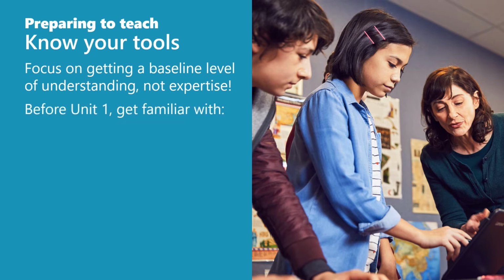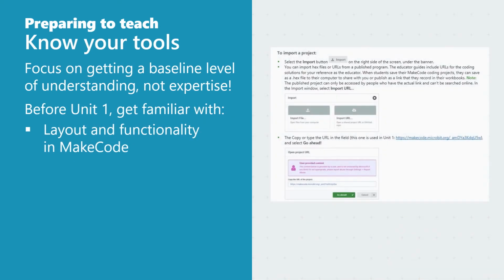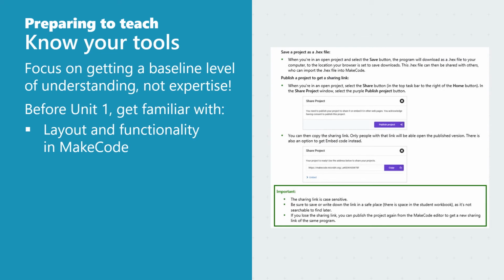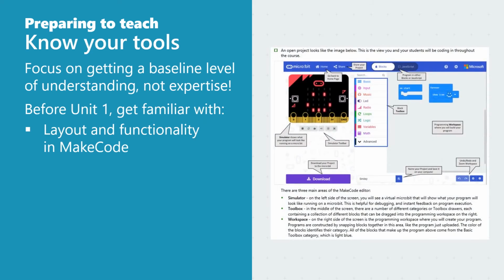Before the first unit, it's important to get familiar with the layout and functionality in MakeCode. In the course overview guide, follow the step-by-step instructions to practice importing a project, saving a project as a hex file, and publishing a project to get a sharing link. Learn the layout of an open project, which is the view you and your students will work from the majority of the time. Then start coding.